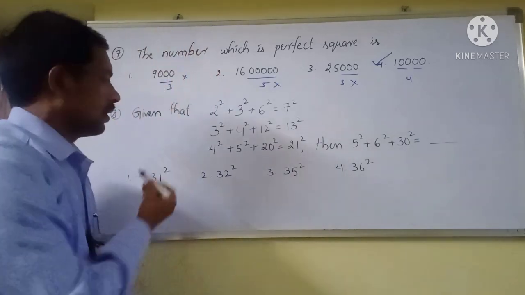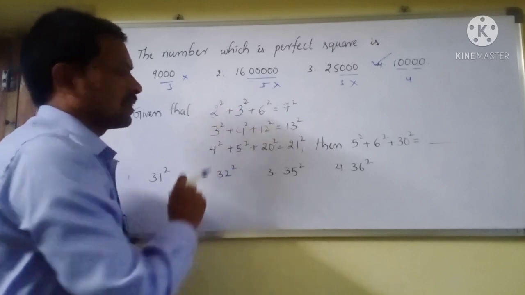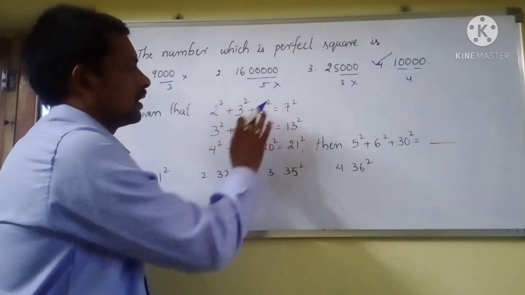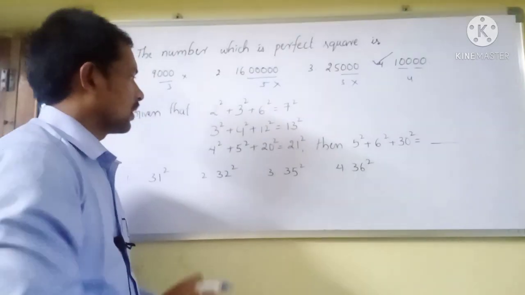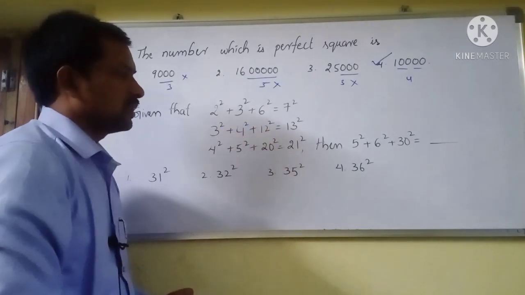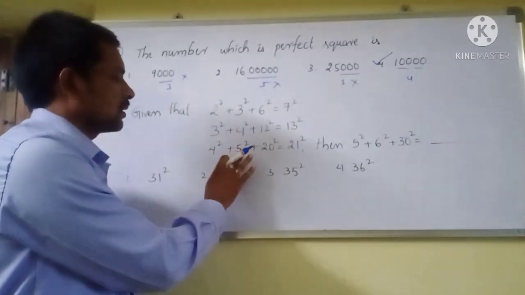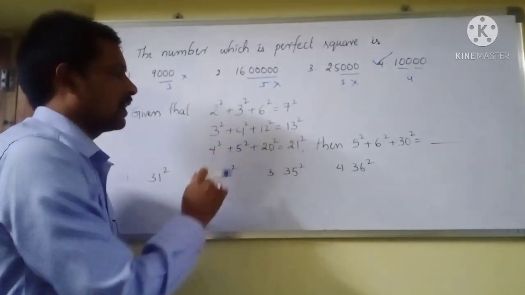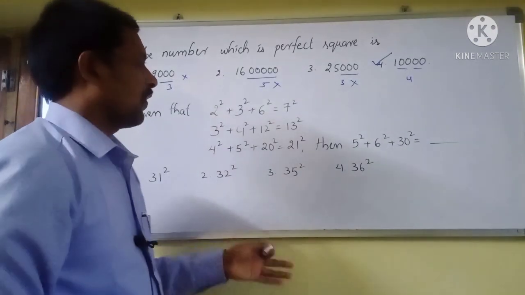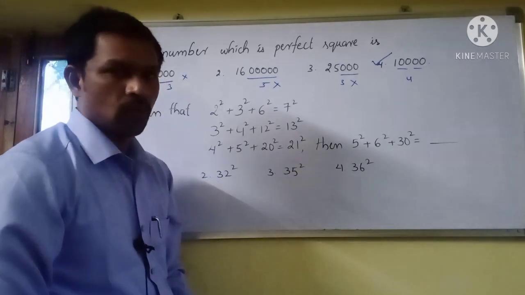Then coming to the 8th problem, given that 2 square plus 3 square plus 6 square is equal to 7 square. So 3 square plus 4 square plus 12 square is equal to 13 square. Then 4 square plus 5 square plus 20 square is equal to 21 square. Then find 5 square plus 6 square plus 30 square is equal to what?